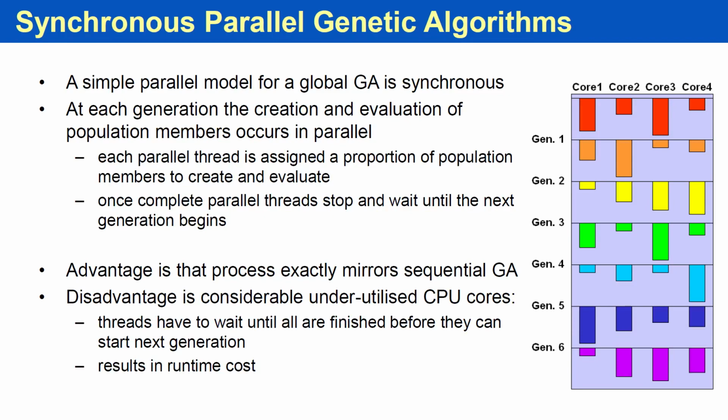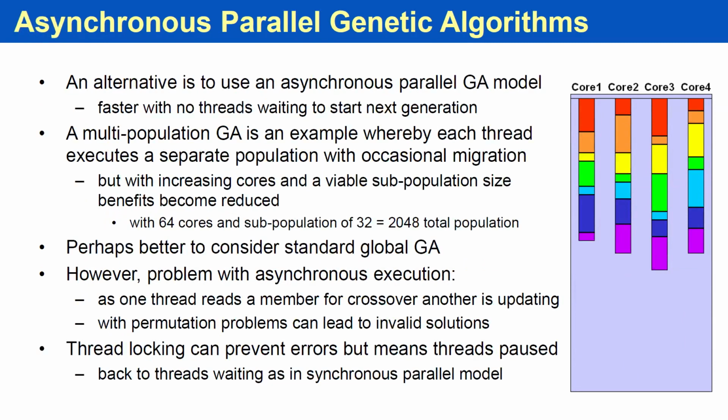Alternatively there is an asynchronous parallel genetic algorithm, where threads don't wait for all the other threads to finish doing their individuals before starting the next generation. They just plough on and get on with the next generation. A multi-population GA is a pure example of this, where each thread has a separate subpopulation, and occasional migration occurs between different subpopulations, but they can crack on and do their evaluation of their subpopulation and the next generations.